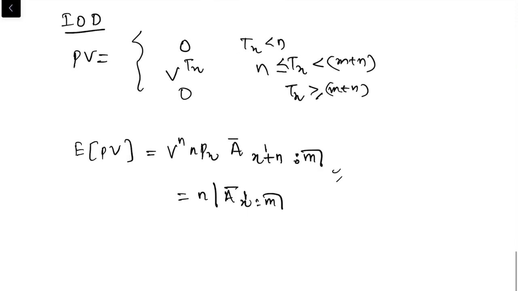And now for variance, we are not going to derive or write the result for the variance because that's too complicated and we are not going to use that while solving the questions. Okay, so let's not bother about the variance of deferred case. And this is all about deferred term assurance.